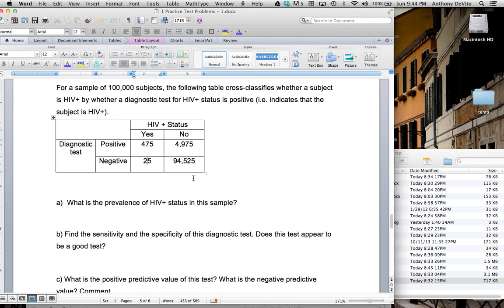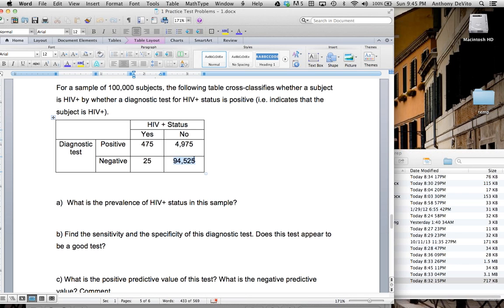And we found that out of that total number of people, 94,525 tested negative. In fact, these would be true negatives. People in this column don't have the disease, and this is the number of them that tested negative. They're true negatives. Unfortunately, almost 5,000 people out of almost 100,000 tested positive, even though their HIV status was negative, even though they really didn't have the disease. Those are false positives.